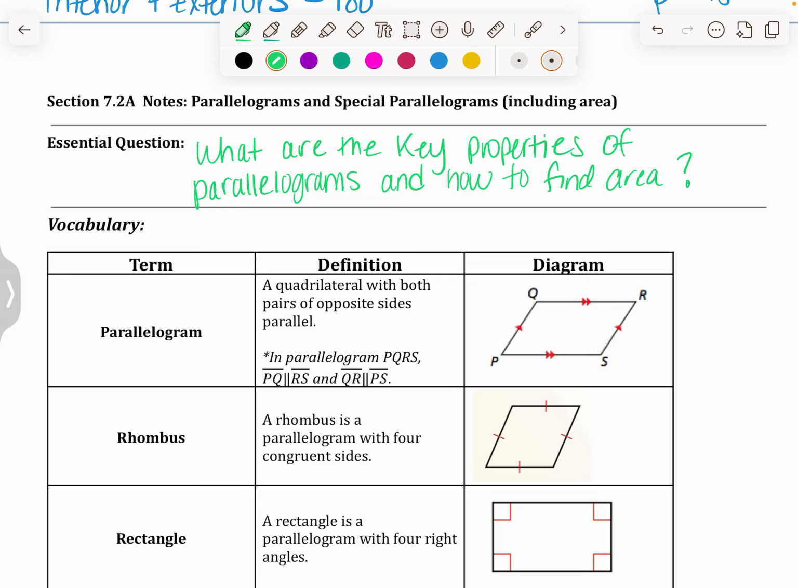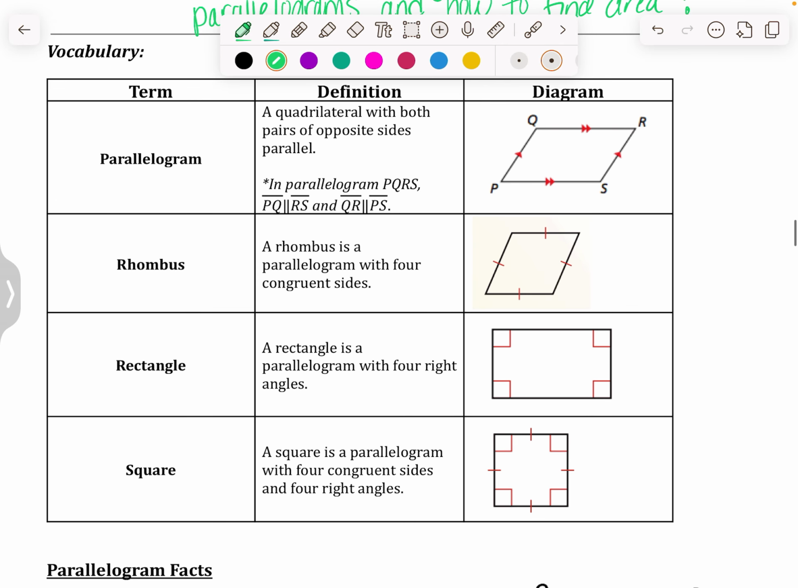Today we're doing 7.2a, which is parallelograms and special parallelograms, including area. So our essential question is, what are the key properties of parallelograms and how do we find the area of parallelograms? So a reminder, a parallelogram is a quadrilateral.